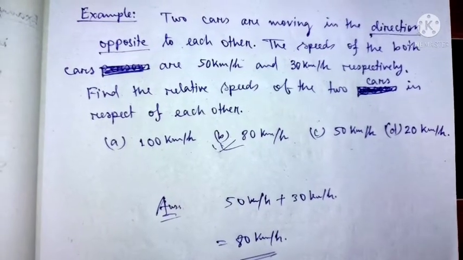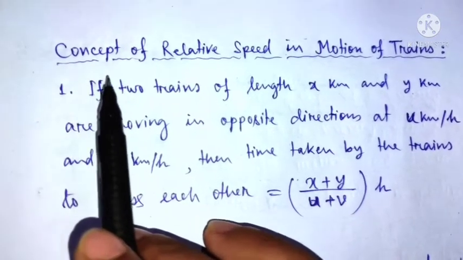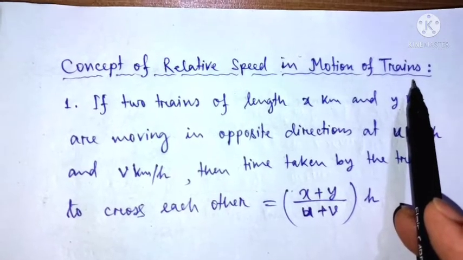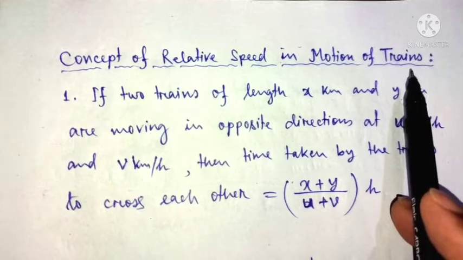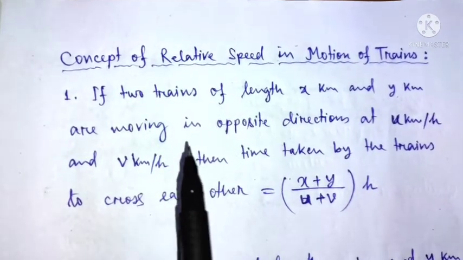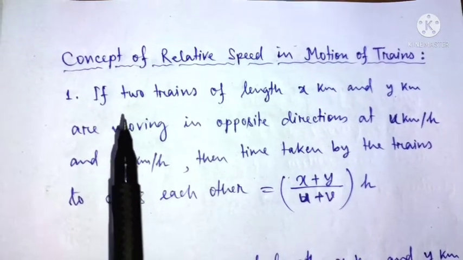So we shall go to the next concept now. Now the next point of the topic is the concept of relative speed in motion of trains. Sometimes it may be a bus also. Generally, most of the time, questions related to trains are asked in different kinds of competitive exams. So this topic is very important. So listen to it very carefully.